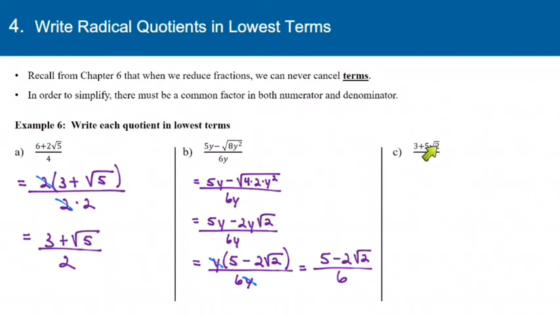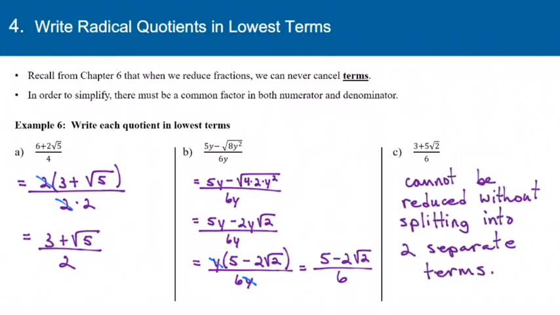Now notice that nothing will factor from the top. This radical cannot be simplified. 5 and 3 do not share any common factors. So although it may be tempting to reduce this 3 and this 6, you cannot do it because this 3 is a term of the top. This 3 is not a factor, it is a term. So it cannot be used to reduce this fraction, and we'll just have to say that this one cannot be reduced without splitting into two separate terms, which we were not asked to do. So we're just going to say this one cannot be simplified.